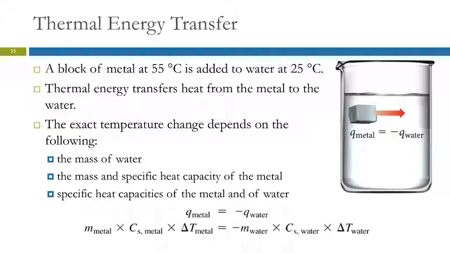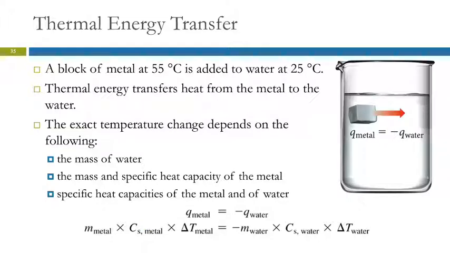Exactly how much that temperature changes depends on the mass of the water, and it depends on the mass of the metal, and it also depends on the specific heat capacity of the water and the metal. The heat that the metal gains or loses is equal to the heat that the water gains or loses. The sign is opposite. So if Q for the metal is negative, then Q for the water is a negative of a negative, which is positive. So Q for the metal equals negative Q for the water.